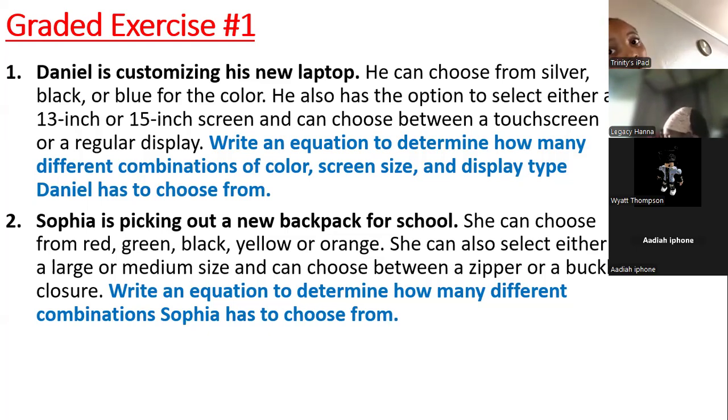Excuse me, Mr. Petit. I'm finished. Okay, take a picture of your work and send it via WhatsApp. But my phone died. Oh wow. Quickly charge it and then send it to me.